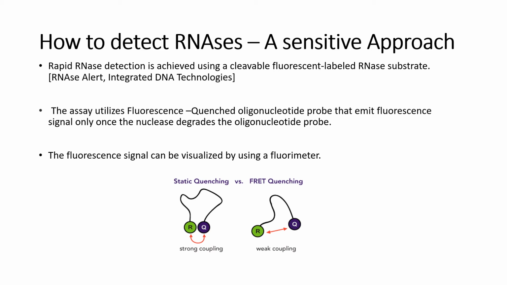So once RNase is present in the test sample, it degrades the oligonucleotide probe, causing it to be released from the proximity of the quencher, and the reporter starts to give a fluorescent signal. The fluorescence signal can be visualized using a fluorimeter. So this is the basic principle used in this RNase Alert technology. It's a very sensitive, rapid and easy method to identify RNase contamination.